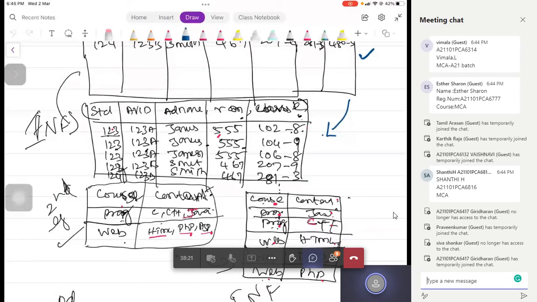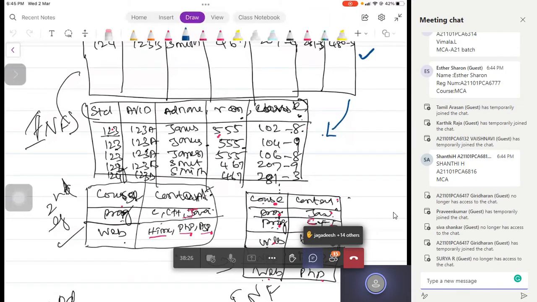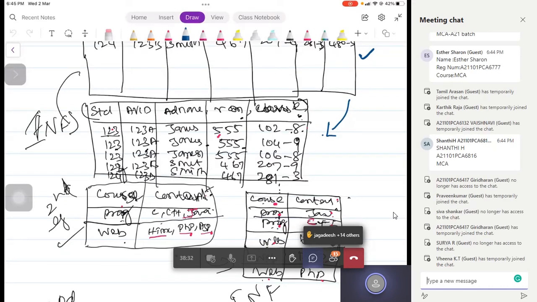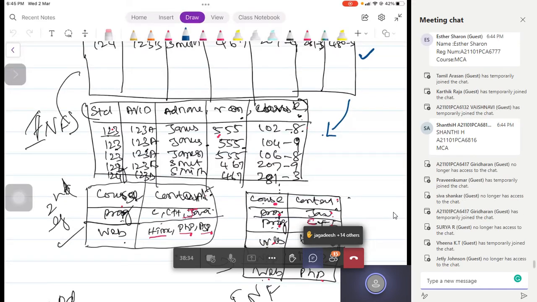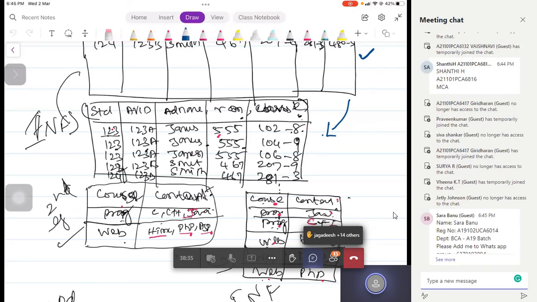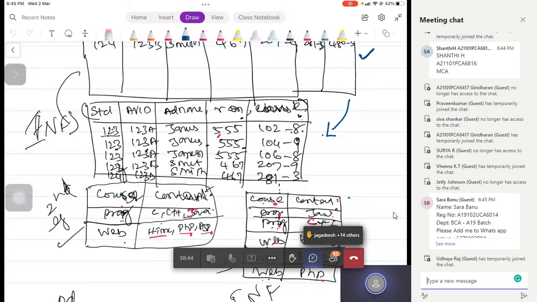Okay. So the next one, the second example, is course and content. Course: programming, web designing, there are 2 courses. What are the contents? C, C++, Java. So which language is he going to study? That should be split into Java, C++, HTML. So web-based learning.